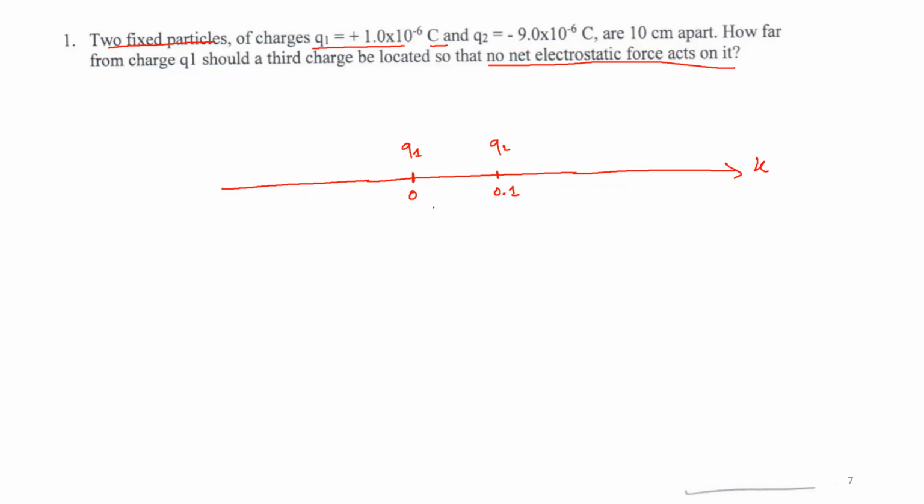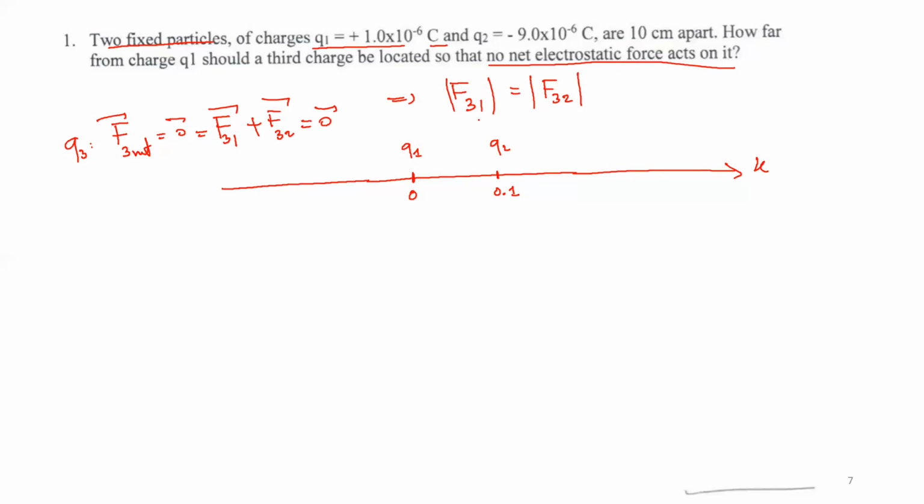So if I want a third charge, let's say Q3 on this axis, such that there is no net electrostatic force on it. Let me call it Q3, it can be positive or negative. And then I say there is no net electrostatic force on it. So that means F on 3 net is 0. That means F on 3 by 1 plus F on 3 by 2 is equal to 0. That means that in magnitude, of course, F31 is equal to F32.